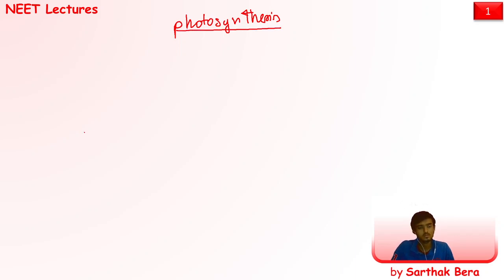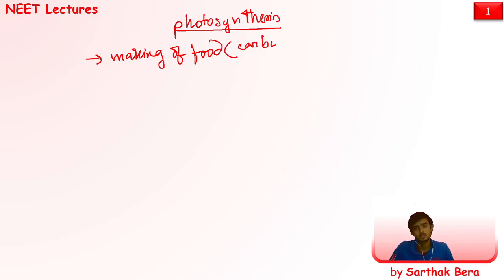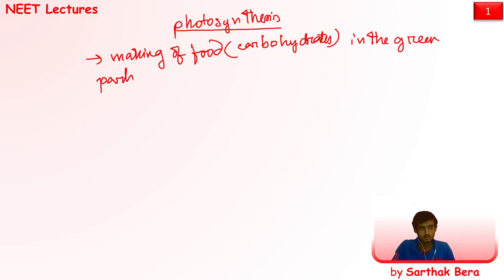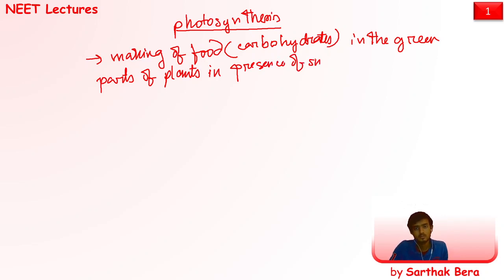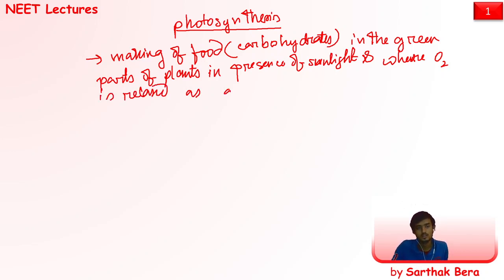So what is photosynthesis? Photosynthesis is the making of food, or what we call carbohydrates, in the green parts of plants. Making of food in the green parts of plants, in the presence of sunlight, and where oxygen is released as a byproduct.